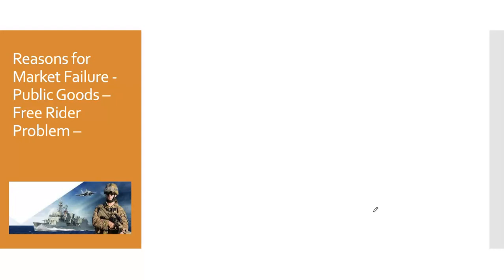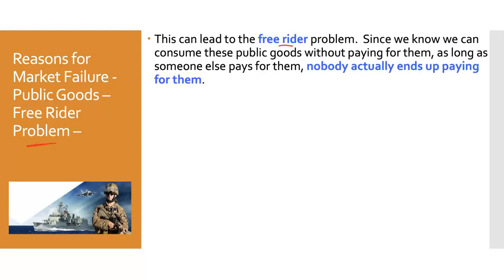Now, why is there market failure for public goods? It all comes down to this concept of the free rider problem. This free rider problem occurs because they are non-excludable. You can use them without paying. Since we know we can consume these public goods without paying for them, as long as someone else pays for them, there is the temptation for people to not pay for them, and actually there is no incentive, so no one actually ends up deliberately paying for them. People are not going out paying for roads consciously or the police, because you don't need to.